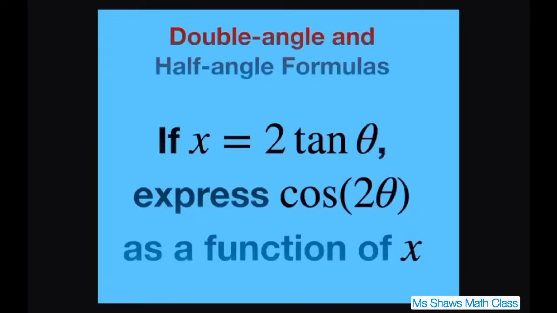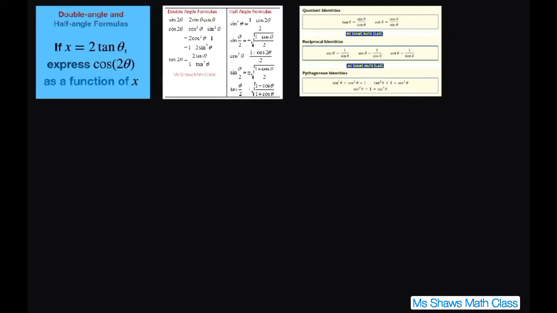Hey everyone, we're going to use our double angle formula and express cosine of 2 theta as a function of x, given that our x is 2 tan of theta. So the goal that we're doing is we're trying to write everything we can in terms of 2 tan of theta so we can substitute it with the x.